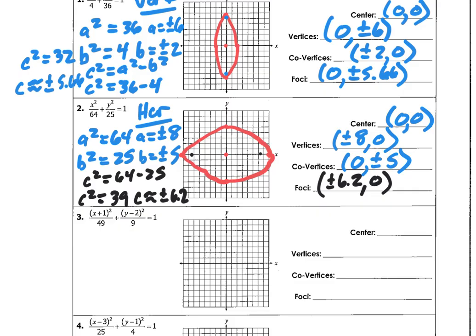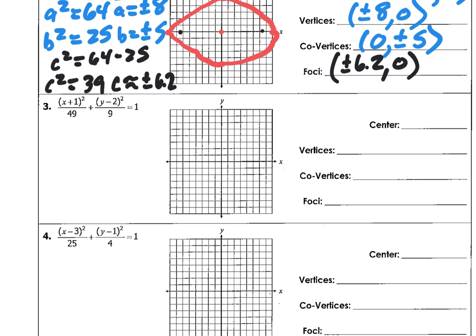Okay, number 3. On number 3, we have a different center, okay? And this is just like the circle. It's always the opposite of what my signs are going to be. So if this is x plus 1, this would be left 1. If this is y minus 2, it would be up 2, okay? And so we would say that our center here is negative 1, 2. And that's what makes it a little bit more difficult here, because we're not starting at 0, 0. If we start at 0, 0, it makes things a little bit easier.